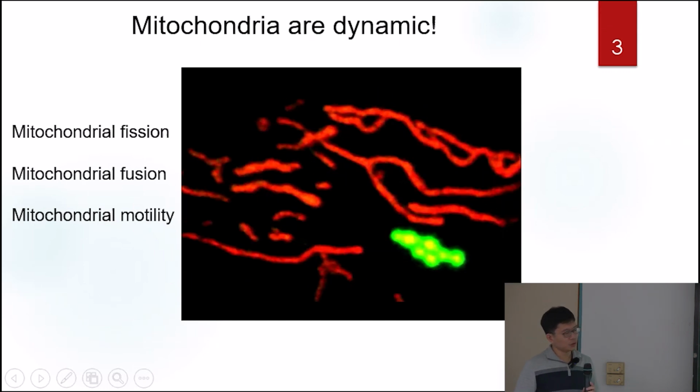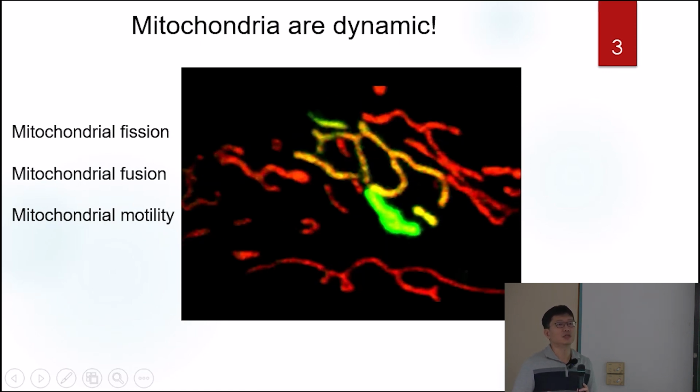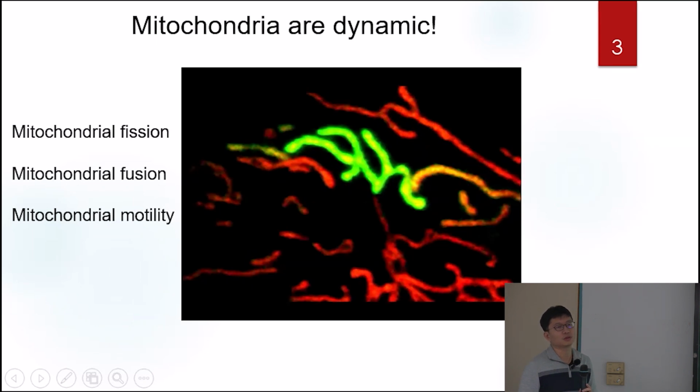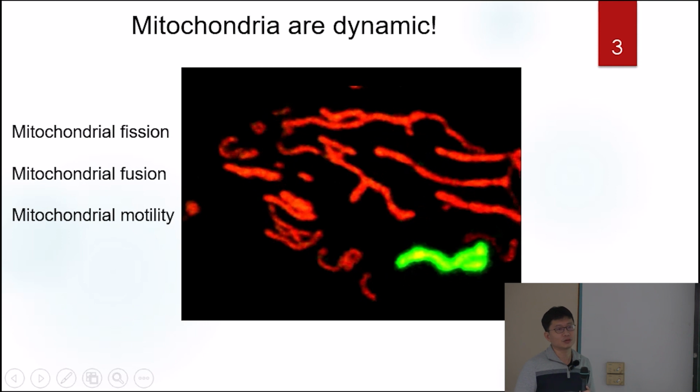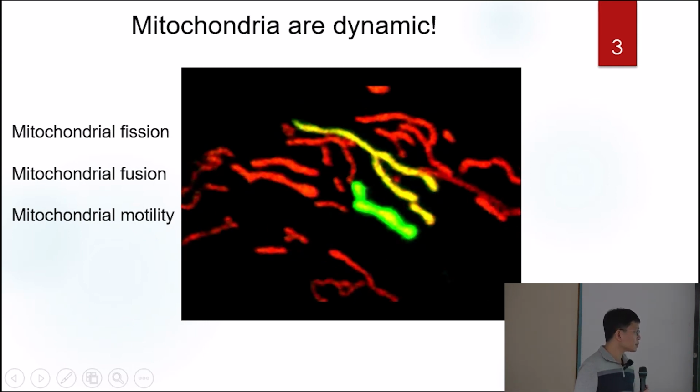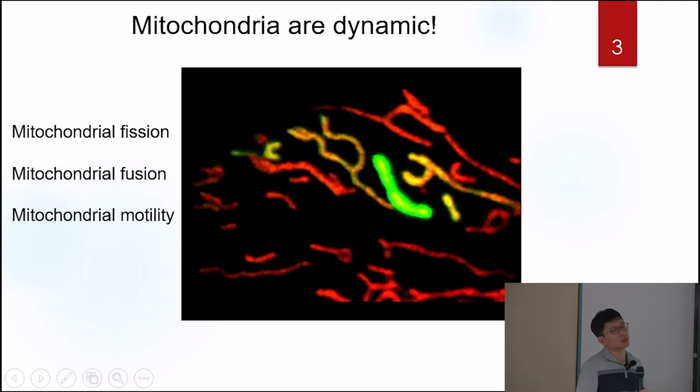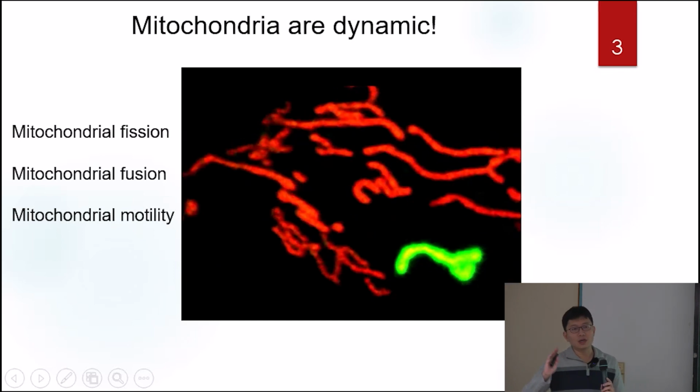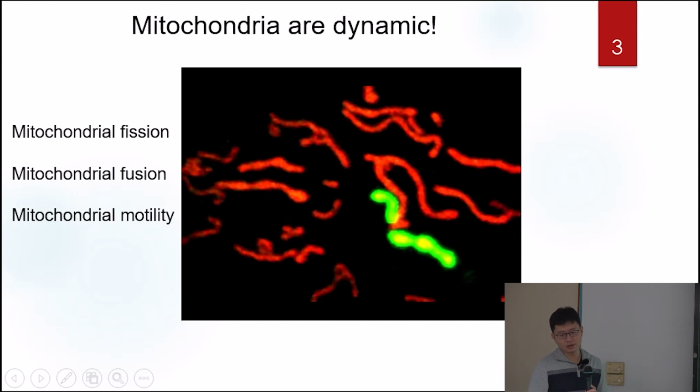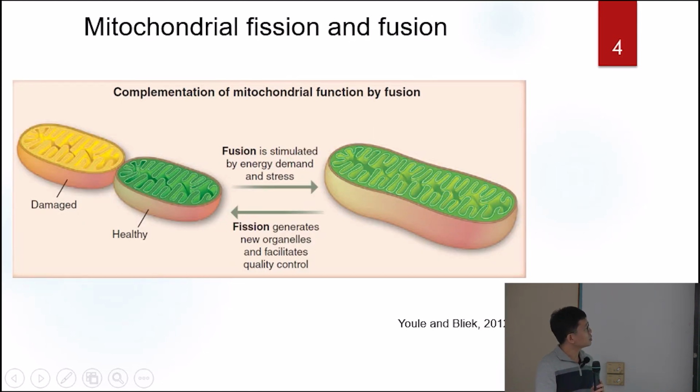Because through fusion, they can dilute damaged materials in mitochondria. For example, if there is a lot of damaged mitochondrial DNA, through fusion they can dilute the amount of damaged mitochondrial DNA. During fission, if mitochondria or cells are under stress, they can segregate the bad material to one side and keep the healthy material on the other side. Then after fission, the damaged mitochondria can be engulfed and degraded by mitophagy, mitochondrial autophagy, to keep mitochondrial quality. And through fusion, like I said, they can dilute damaged stuff or increase energy use.